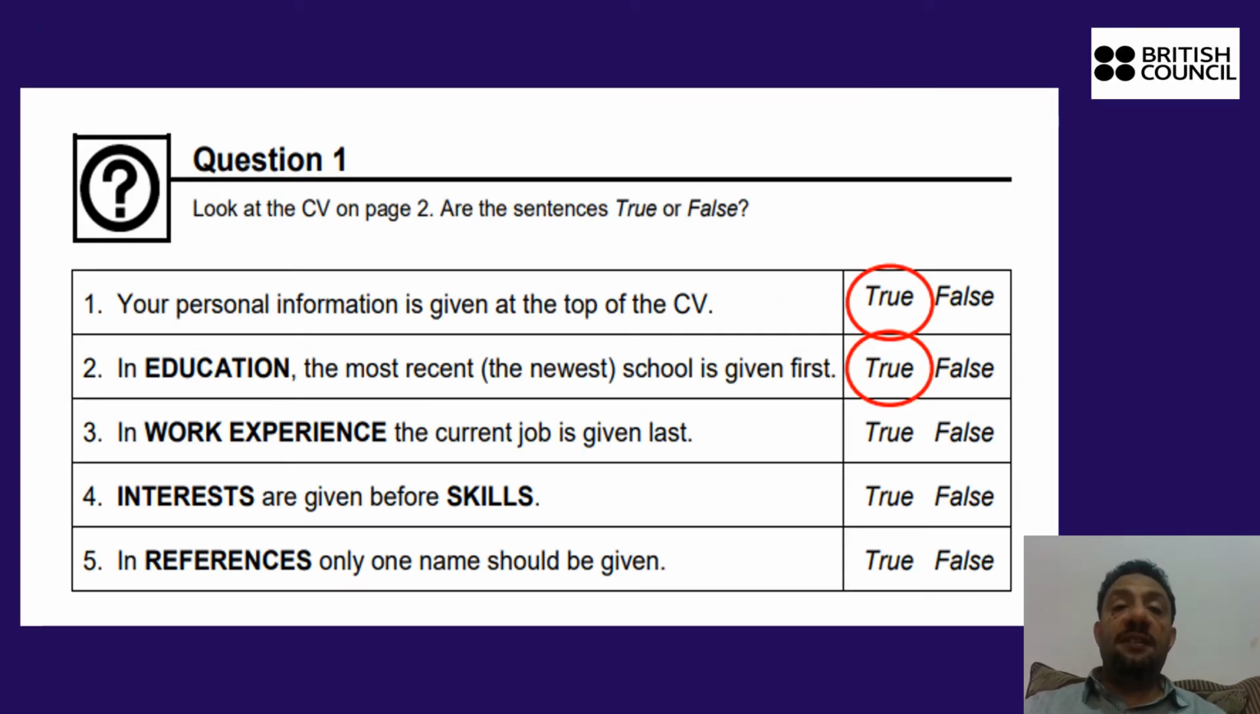Okay, so we've read the example CV. Now we need to think more about it. Here you have some sentences about the example CV, they may be true or false. Look again at the example CV and decide if they are true or false. This will help you write a good CV. Pause, go back, read the example CV, and then check the answers in the next slide.